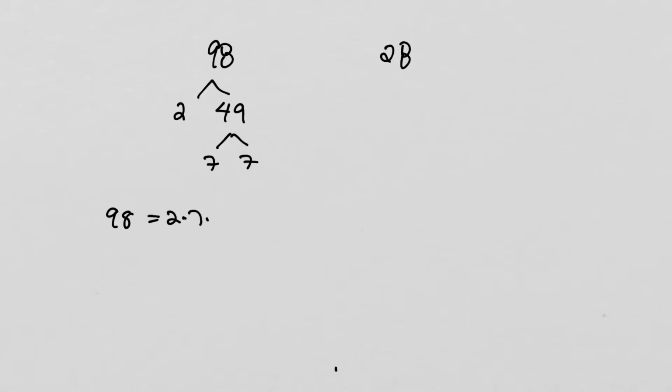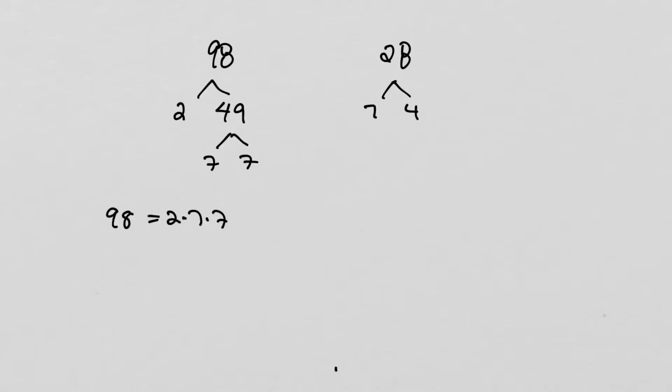All right, let's do one more of these things. If I gave you the numbers, how about 98 and 28? What's our greatest common factor here? Well, 98, it's even, so I can pull out a 2. So that's 2 times 49. And then 49 is 7 times 7. So 98 equals 2 times 7 times 7.